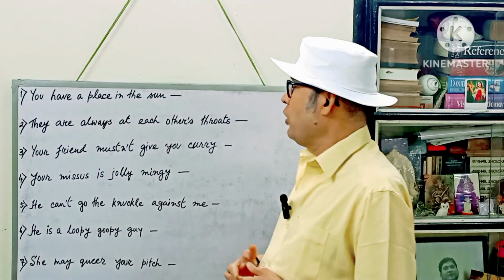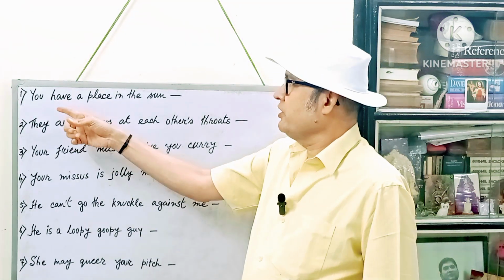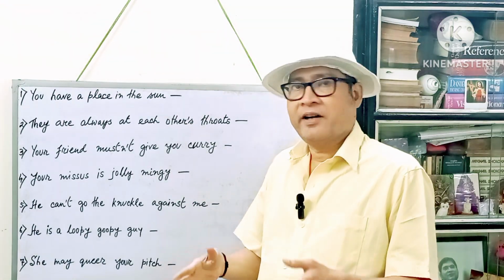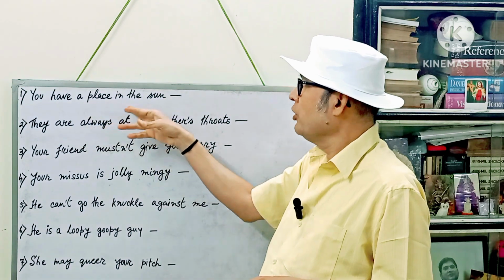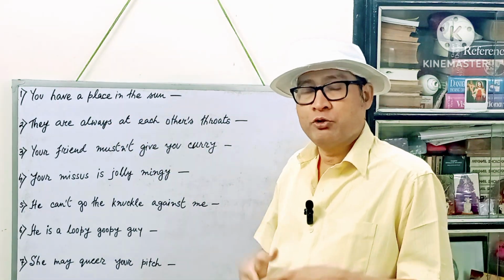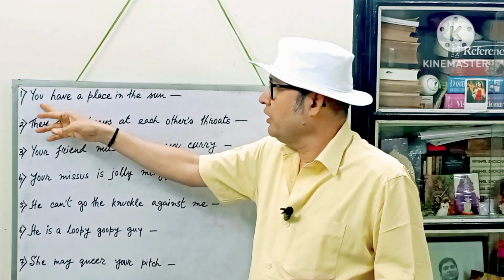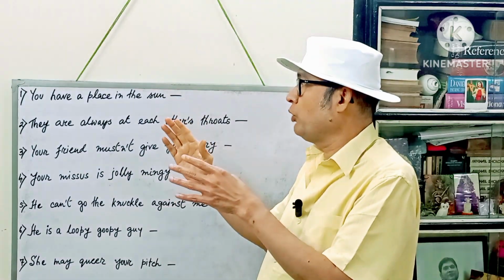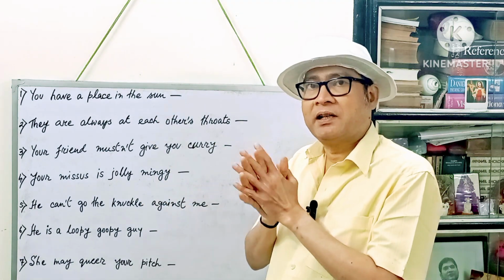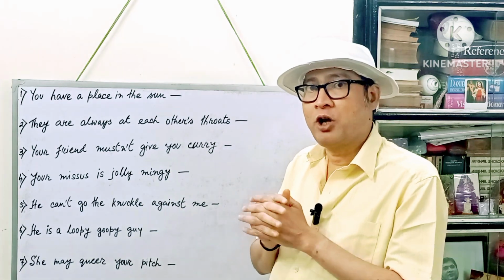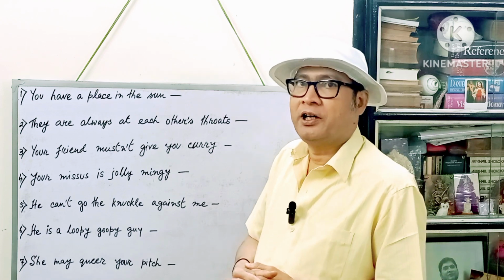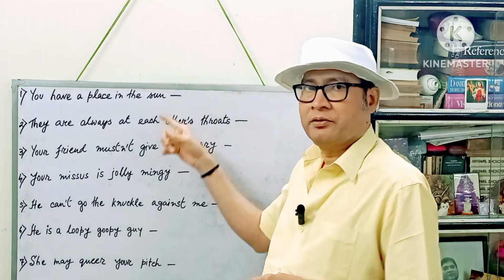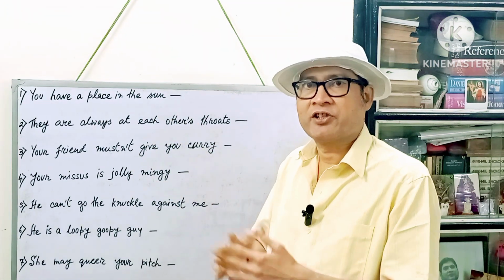First sentence: you have a place in the sun. Is there a single word which is uncommon to you? I'm sure there is not a single word in this sentence which you don't know. You know the meaning of each and every word individually. But when these individual words are put together, it becomes a little difficult to understand because you do not know the exact meaning of this idiom, a place in the sun. This is an idiom, to have a place in the sun.